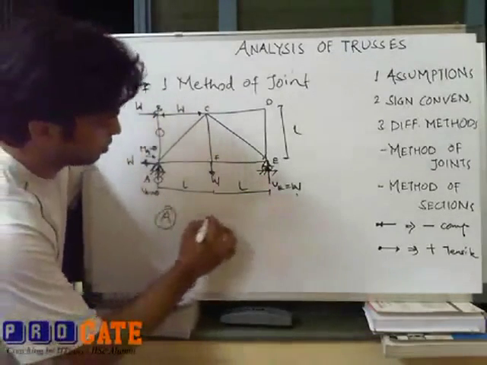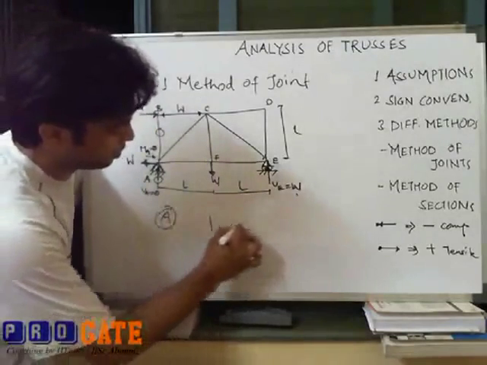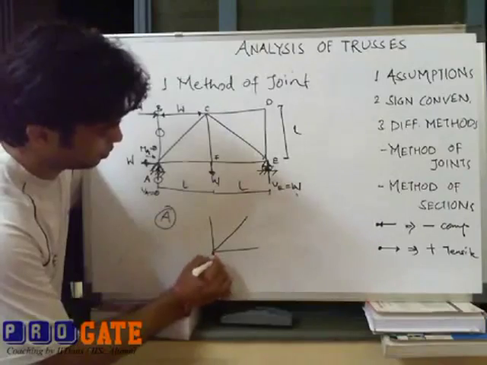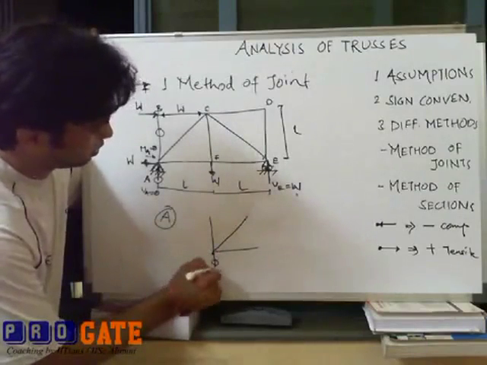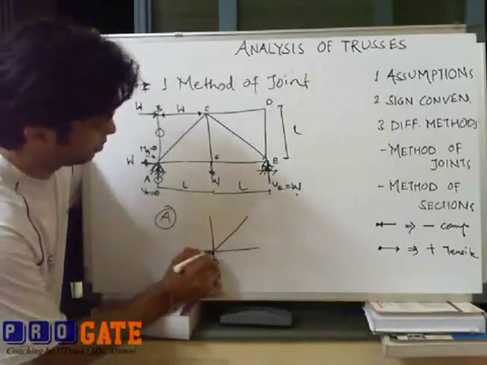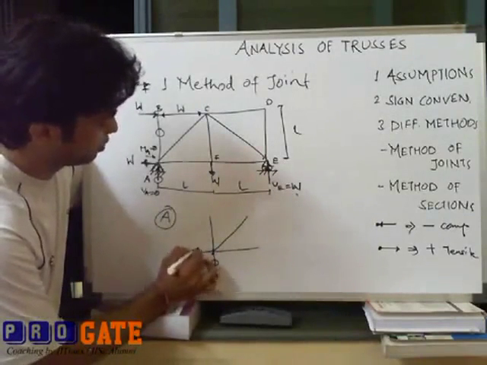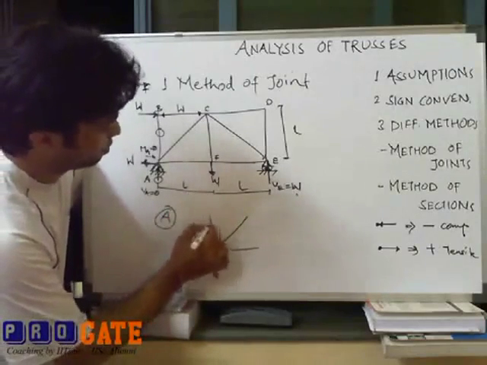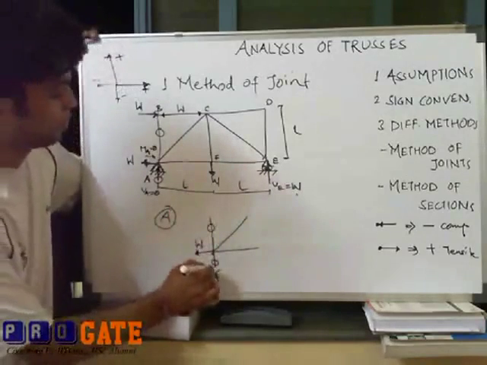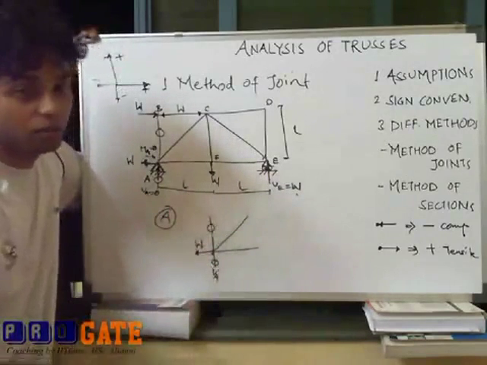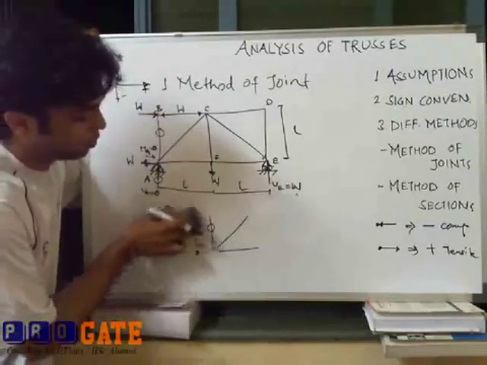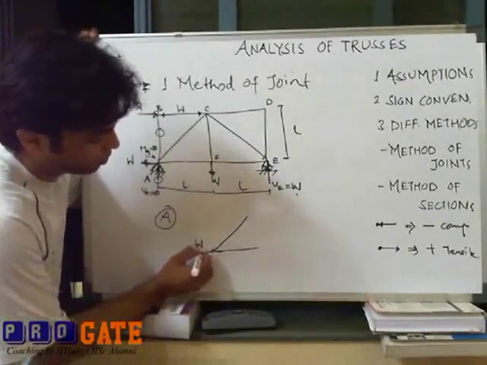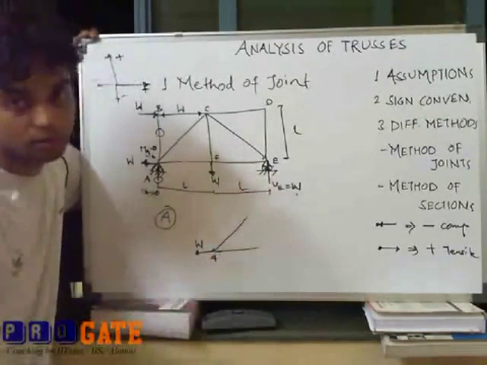In joint A, we have something like this, which is, this is reaction VA. Then again a force W. Of course, this is also a zero force member. So I'll better rub all these portions which have zero force. So free body diagram of joint A stands like this.